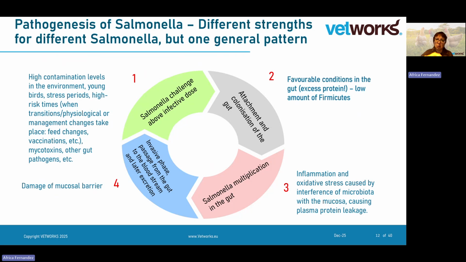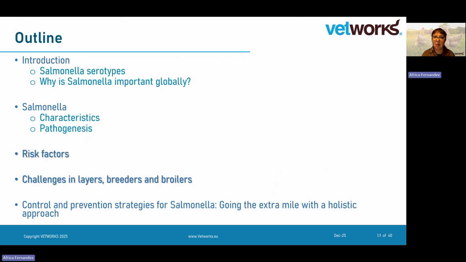and cause an infection. So Salmonella enters the body of the birds and starts the colonization because there are variable conditions in the gut, multiplies, which causes inflammation and oxidative stress because of this process of multiplication. And then in some Salmonellas, as I mentioned, we have this invasive phase, meaning it spreads to other organs.